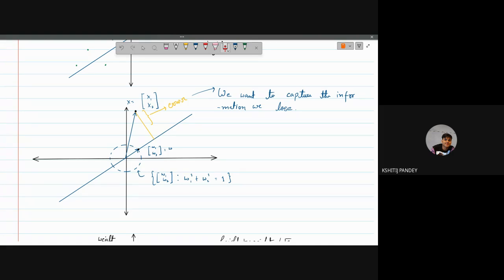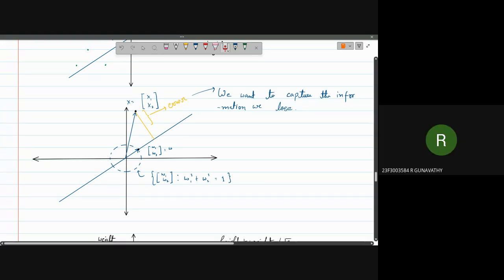Because we are not storing the actual data point, we are storing the closest point to it on the line. As simple as that. We are storing a best representative of the data point, a best replacement. So there will be a loss of information. Is this clear?